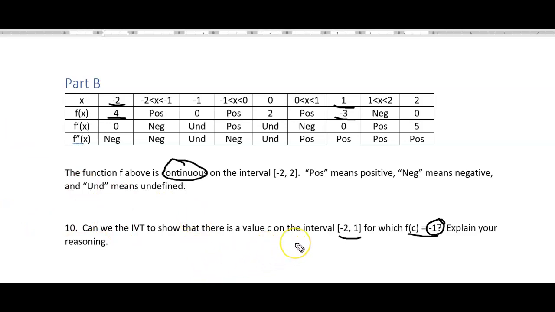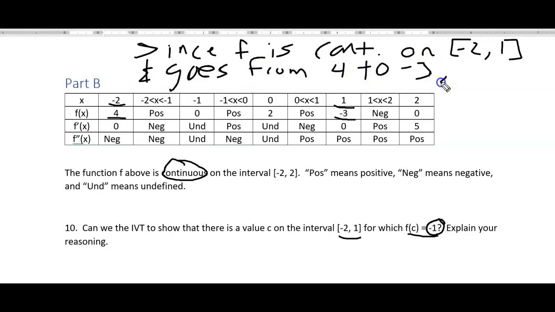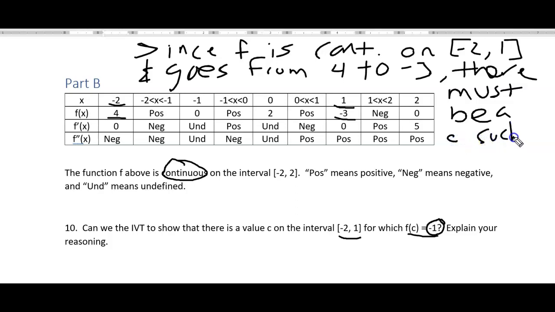So the way we would say that is we could say, since f is continuous on the interval -2 to 1 and goes from 4 to -3, there must be a c such that f of c equals -1. Okay, so that's number 10. Let's move on to number 11.